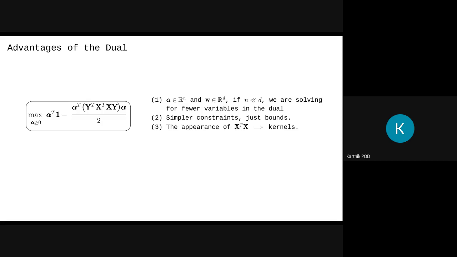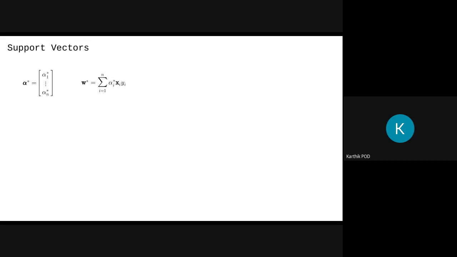But the most important advantage of going to the dual is that the kernel appears, right? So you can replace X transpose X with the kernel matrix K and make use of the whole machinery of kernels. All this you must be knowing.